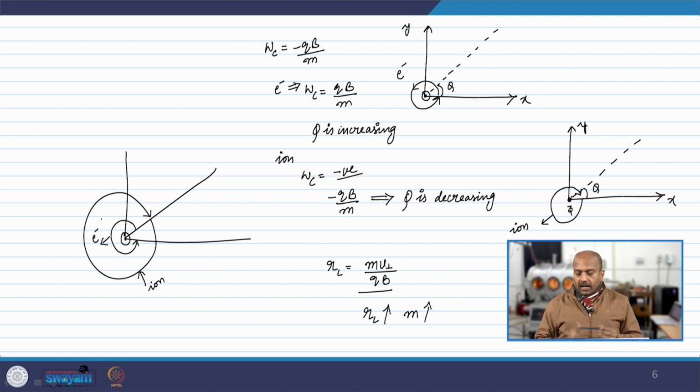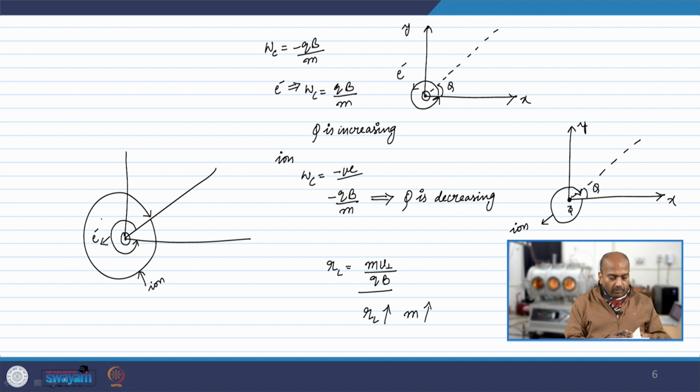So this is the right-handed coordinate system. The thumb is pointing along the z-axis. This curl is indicating how x, y should be taken, in the CCW direction, right. Now once we know this, we can draw the trajectory of the particles accordingly.